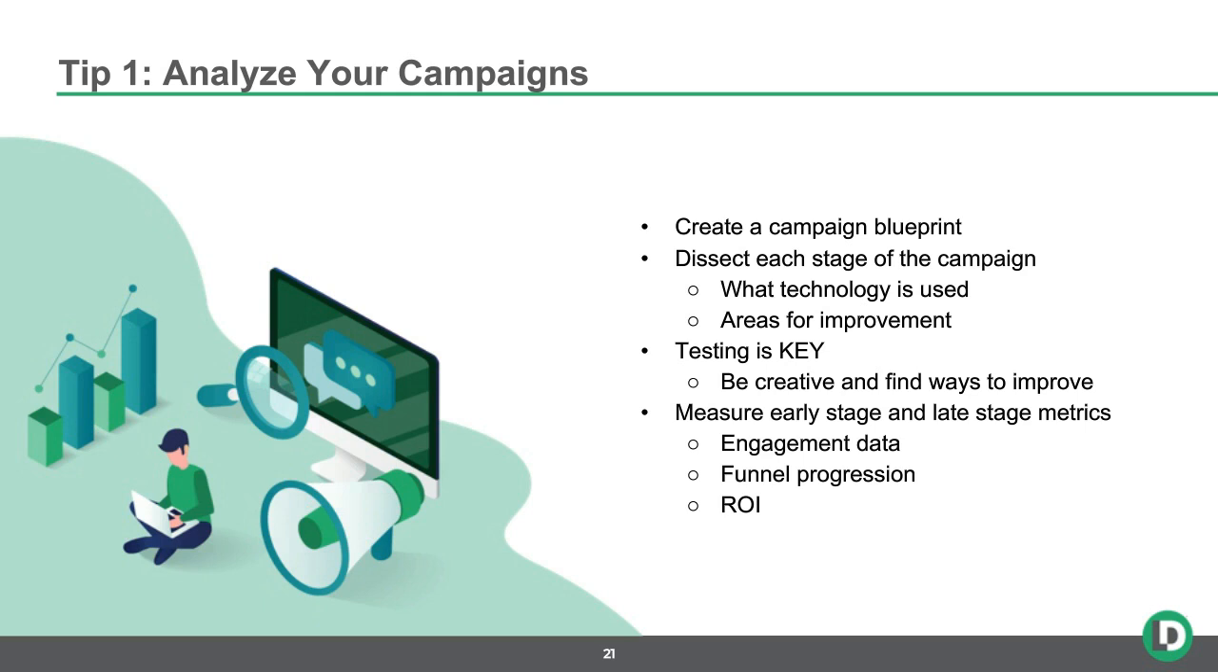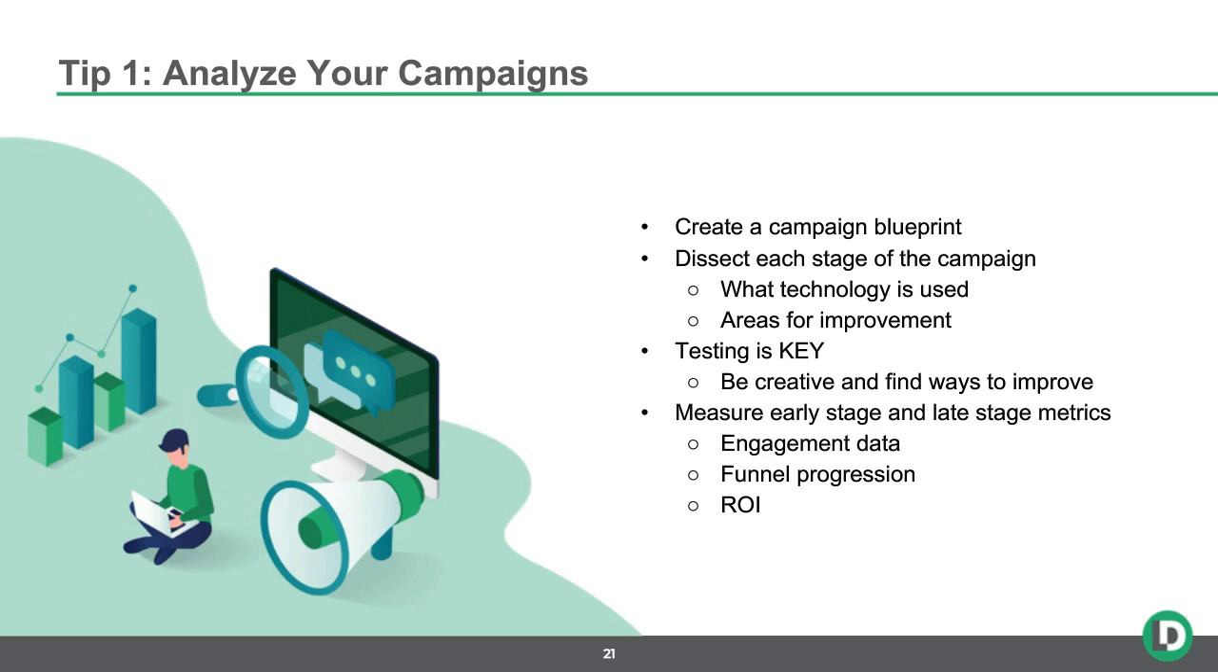And then the other thing that you need to do is measurement, right? Measure early stage and late stage metrics. You can't optimize your campaigns if you don't know how they're performing. So make sure that you are looking at engagement data for early stage. Are you able to see how many people within the right personas are engaging with your campaigns, or how many target accounts are responding to your emails?